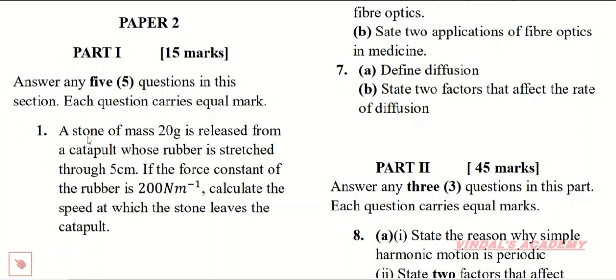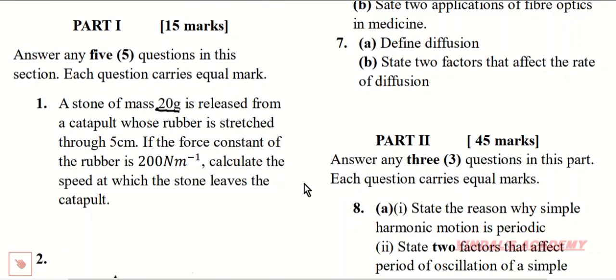And the question reads, a stone of mass 20 grams is released from a catapult whose rubber is stretched through 5 centimeter. If the force constant of the rubber is 200 Newton per meter, calculate the speed at which the stone leaves the catapult. All right, I don't want us to waste time.